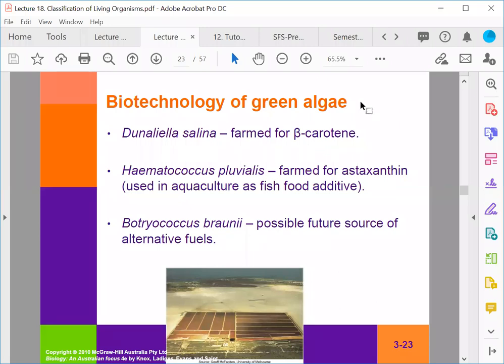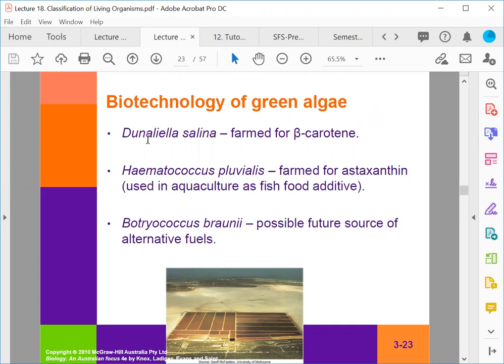All right, green algae. You would know that algae have been the subject of intense research for many years now, because the scope for the use of algae in biotechnology is just enormous. And here's just a couple of examples for you.